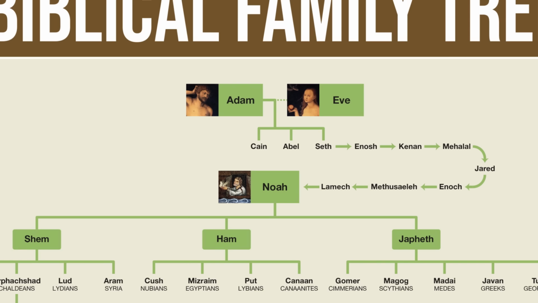Now, in a previous video, I got a lot of questions about who Seth married in order to have his children. Well, according to the Bible, Adam and Eve had many other sons and daughters, even though they aren't named. So, based on tradition, the assumption is that Seth would have married one of his sisters, and that subsequent generations would have married their cousins, and so on.